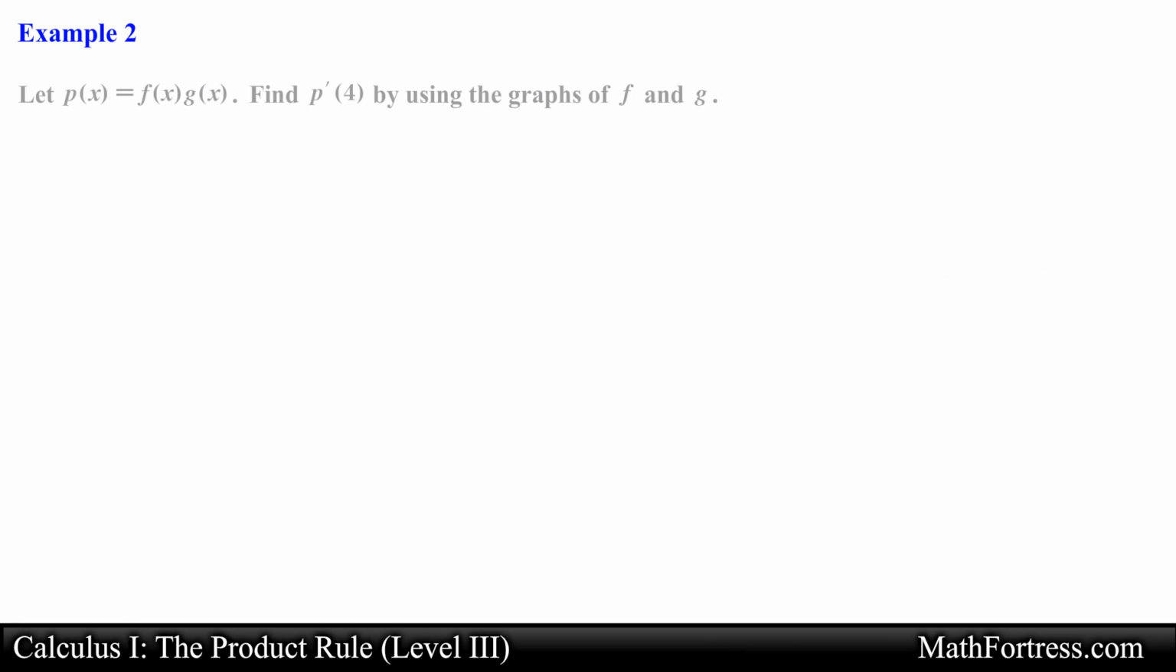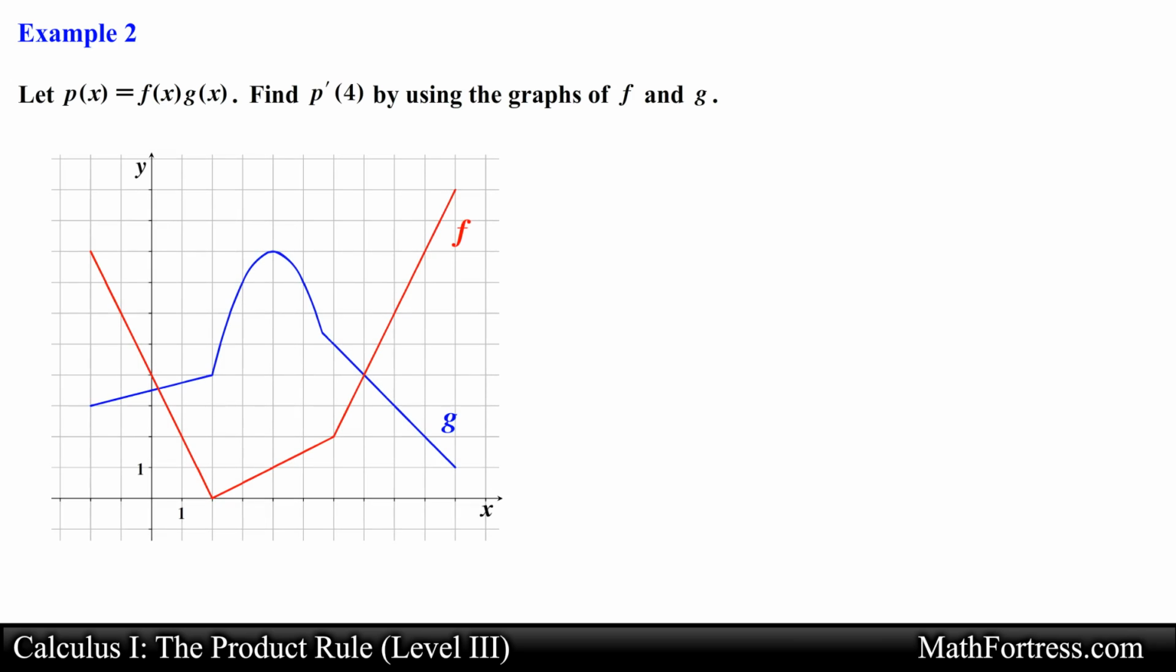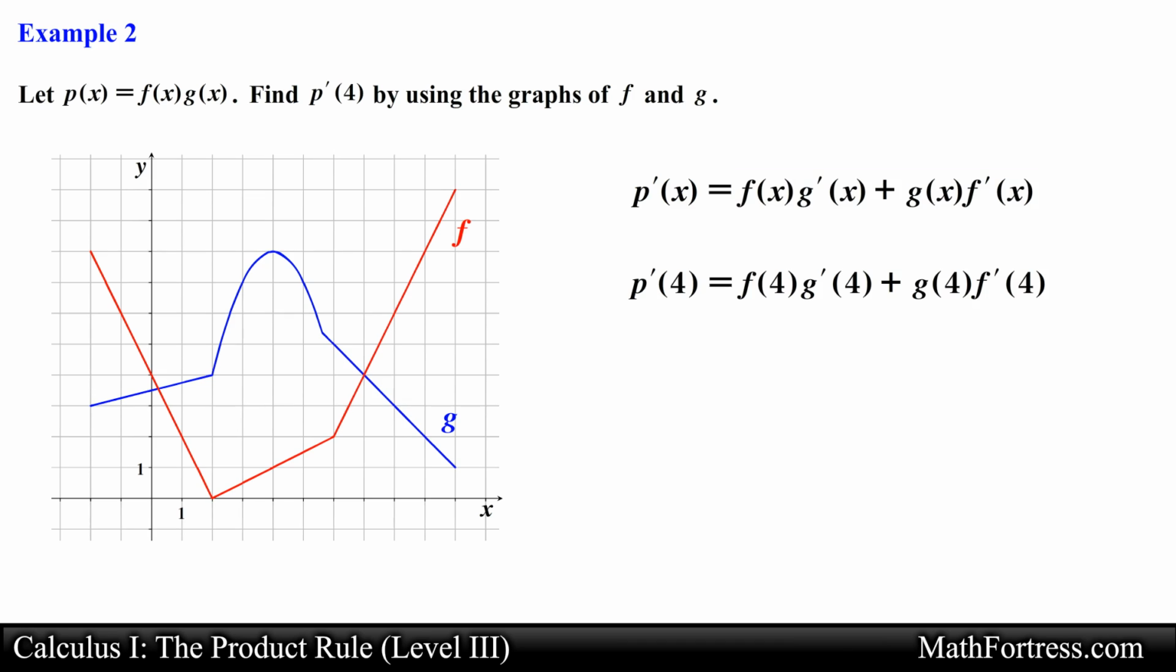Alright, let's try the final example. Let p of x equal f of x times g of x. Find p prime of 4 by using the graphs of f and g. Similar to the last example, let's go ahead and find an expression for p prime of x. From the previous example, we know that it is going to be equal to the following expression after using the product rule. Next, let's go ahead and find p prime evaluated at x equals 4.